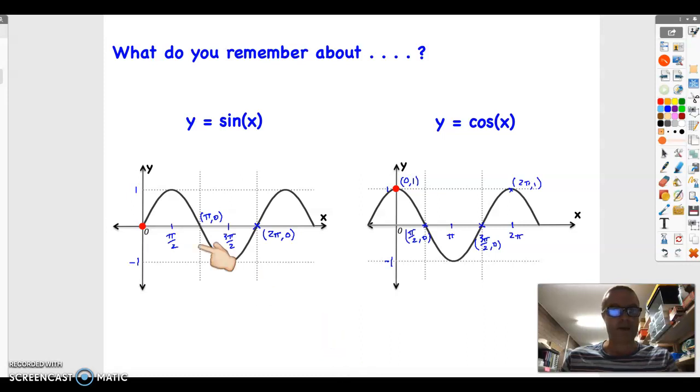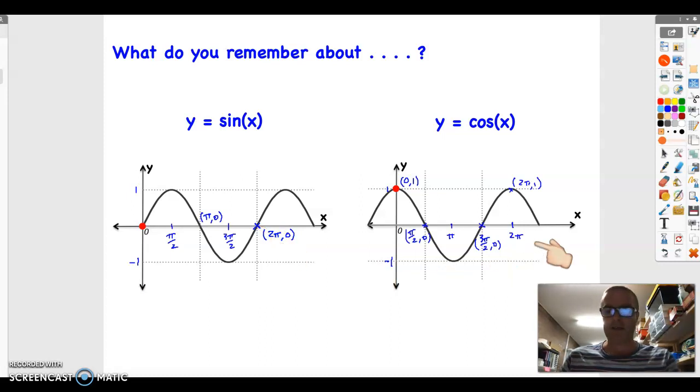Sine x importantly starts at the origin. It has a period of 2 pi. It goes through a 0, then a maximum, then another 0, reaches a minimum, and then a 0, then it starts all over again.